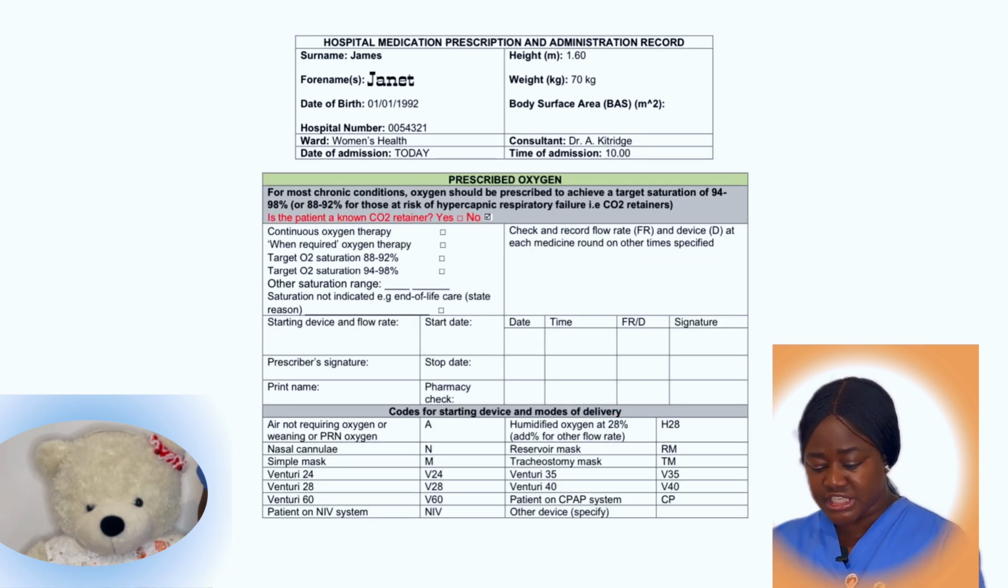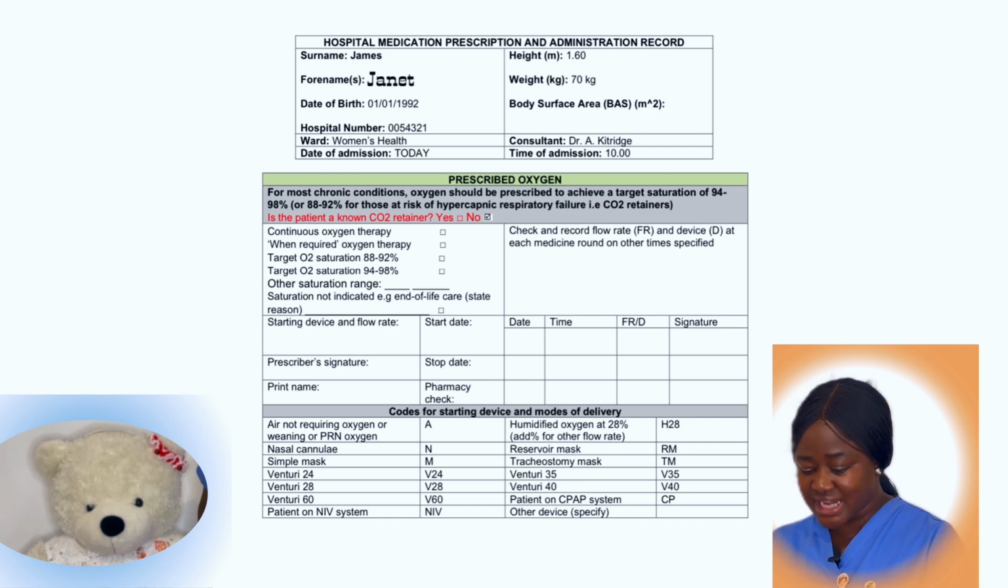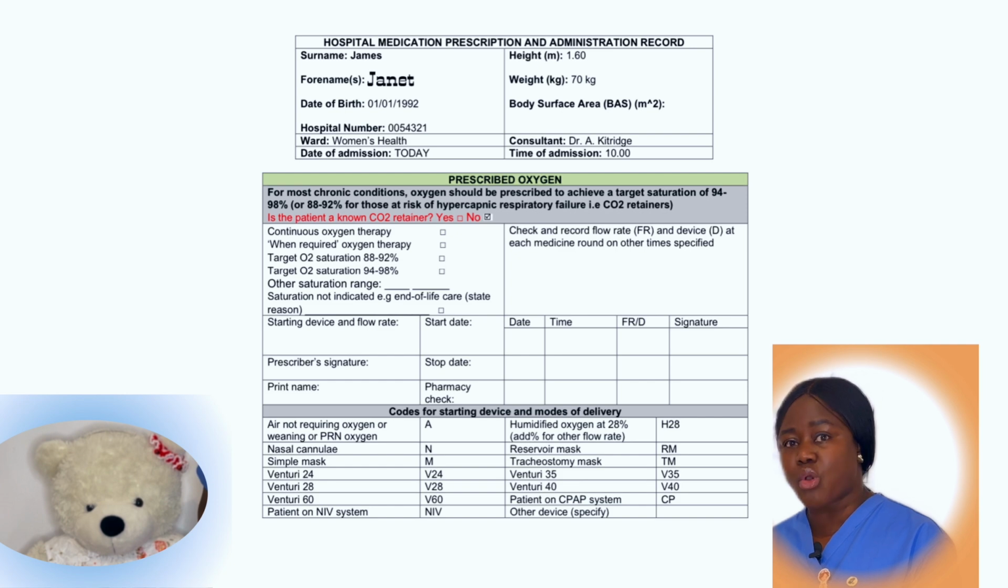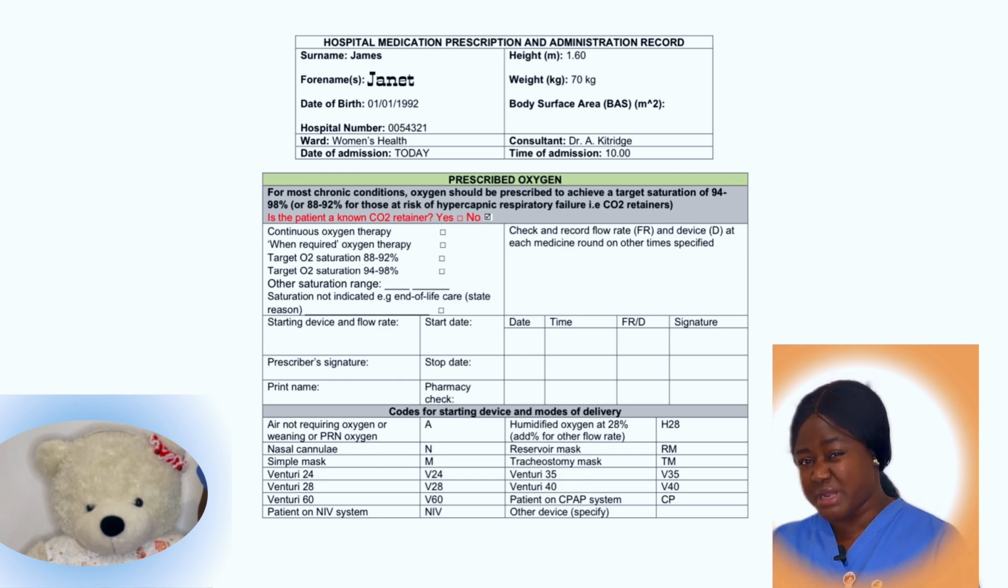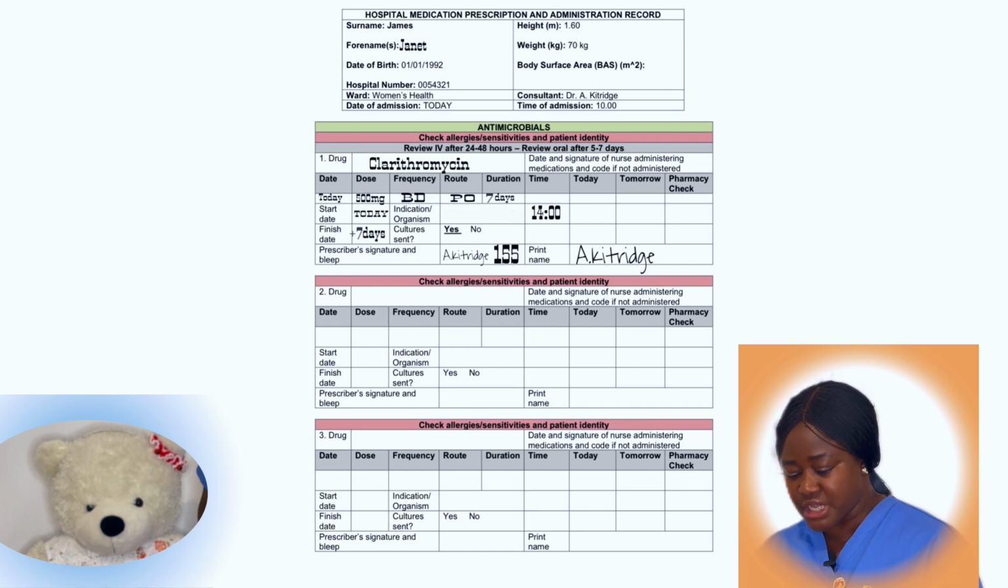Moving to the next page, I've got James Janet, 1992. All other details are correct. There, Janet is not a CO2 retainer. The box no is ticked, and there's no set target for oxygen. If there's any set target stated, I'll just confirm from the assessor if Janet is maintaining the set target. I move to the next page, which is Janet James, 1992, under antimicrobial.